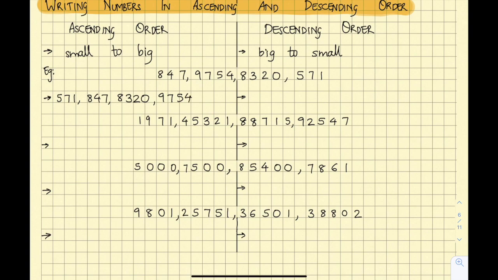Now descending order is big to small. As we have already written in ascending order, writing in descending order will be very easy. The biggest is 9,754. Then the smaller one is 8,320. Then the smaller one is 847 and ultimately the smallest is 571. Now let us solve the next example.